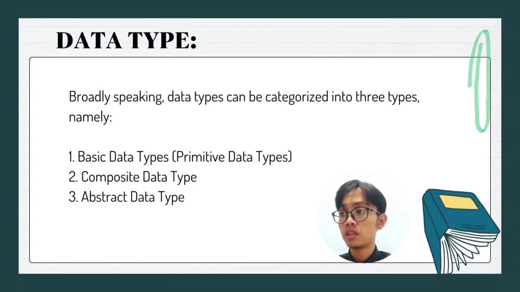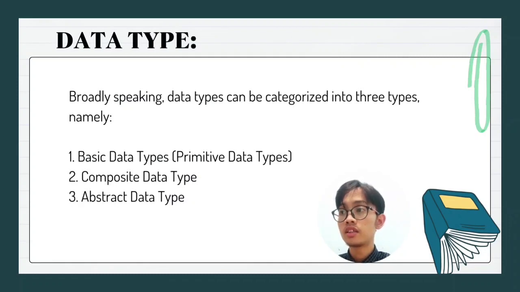namely, first, basic data types or primitive data types. Basic data types, or simple data types, also known as primitive data types, are data types that already exist and are standard in a certain programming language. The contents of this simple data type are single data. Basic data types are provided by the program so that programmers can use them directly.